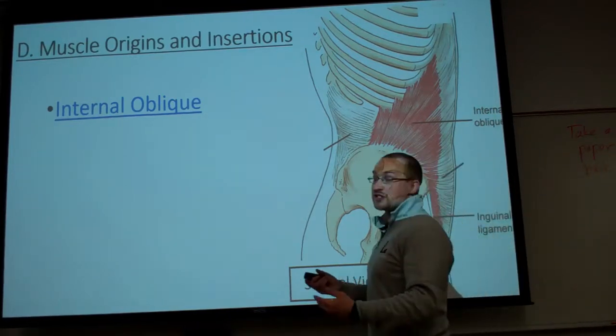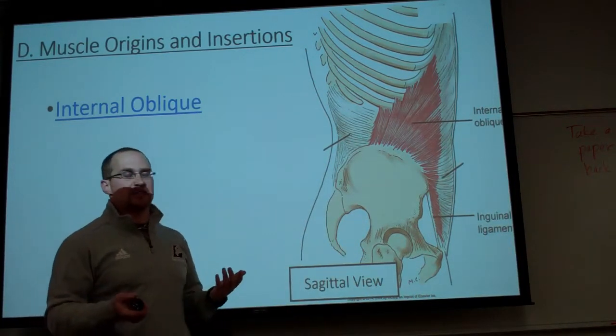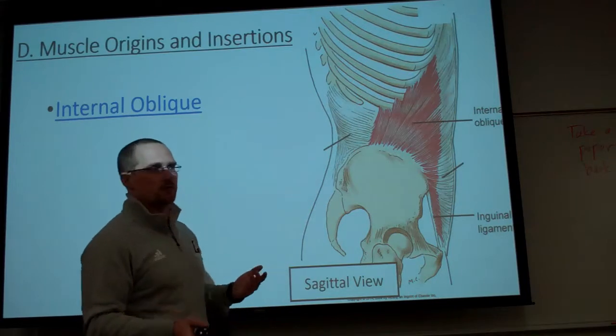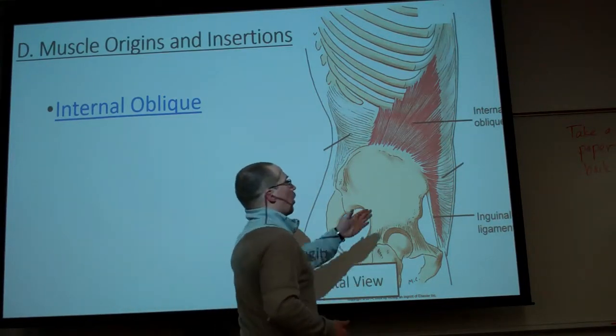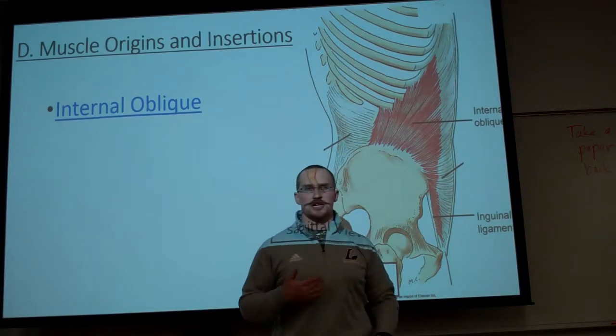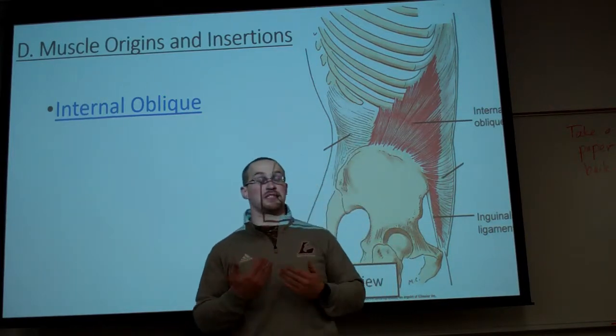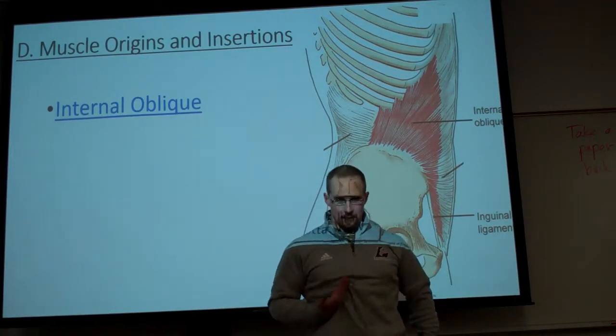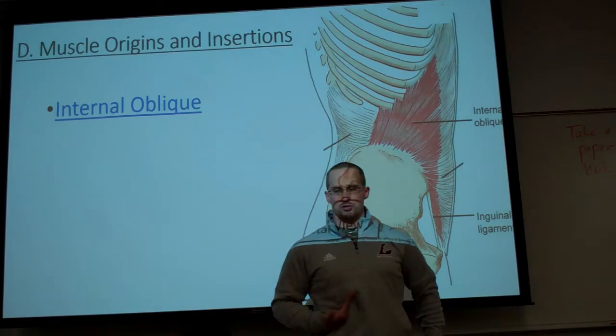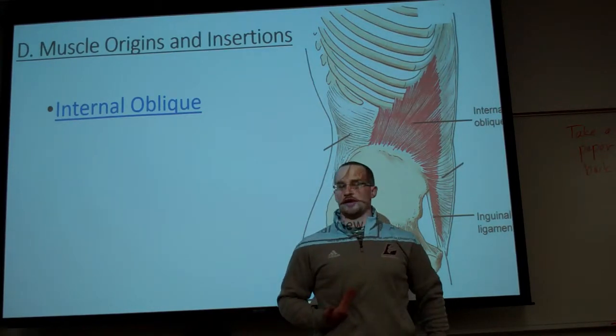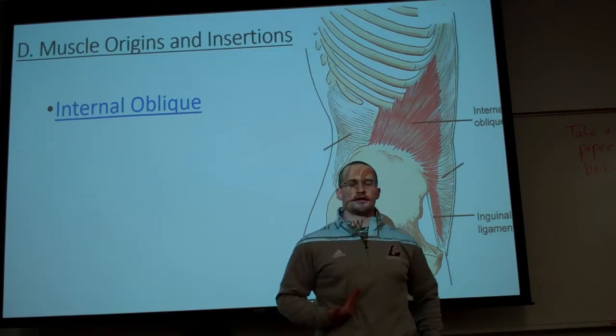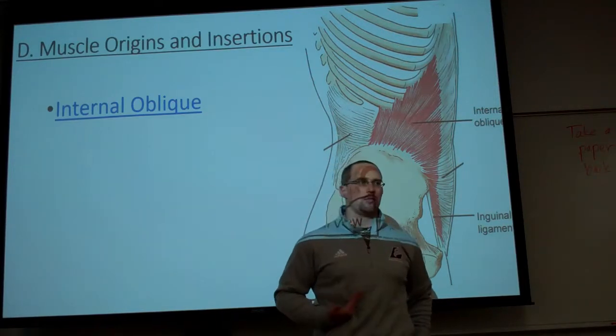Internal oblique, its movements do the exact same thing. Exact same movements there. So nothing different. The only difference, though, is rotation is opposite, so it's going to be to the same side. Because again, my muscle fiber is coming up and in. So if it contracts and shortens, I'm going to twist to the same side. I'm going to rotate to the same side as that oblique muscle.